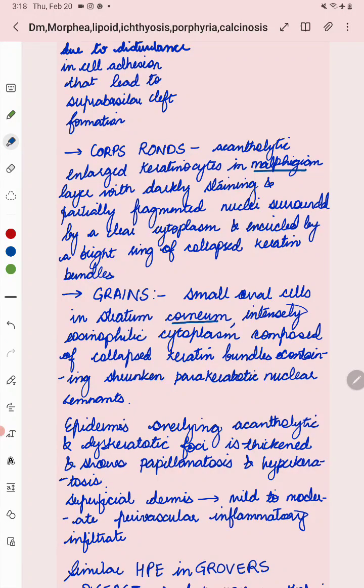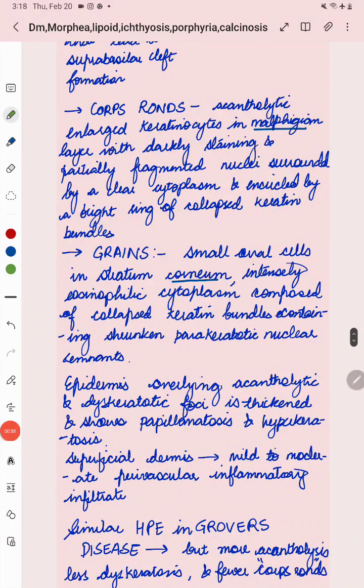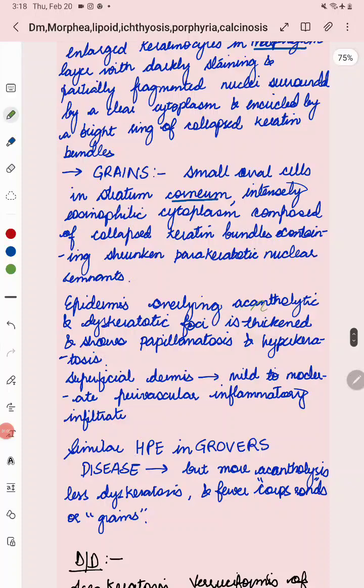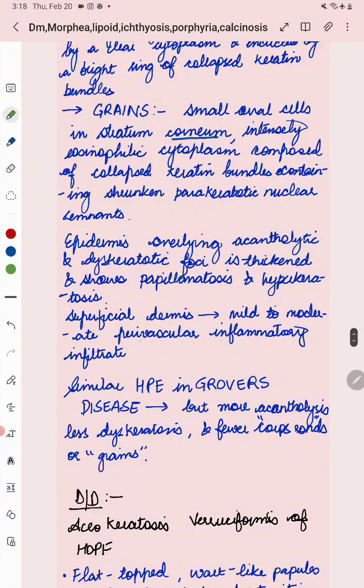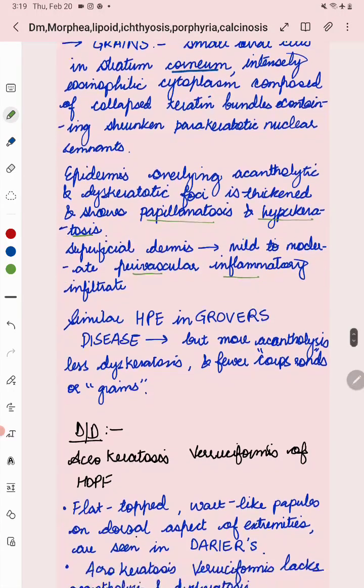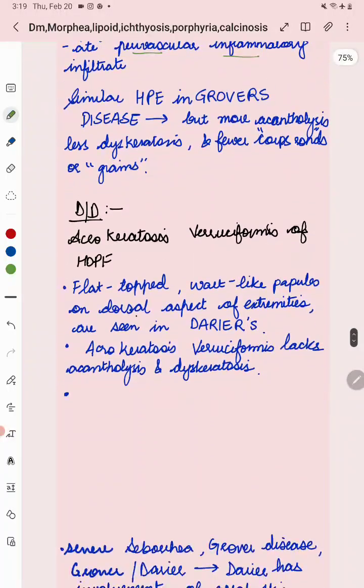Now, this HPE is similar to what we see in Grover's disease. We see the epidermis overlying acantholytic and dyskeratotic foci is thickened and shows papillomatosis and hyperkeratosis. Dermis has perivascular infiltrate, and the epidermis is thickened and shows papillomatosis and hyperkeratosis. So these are the findings which you see in Grover's as well.